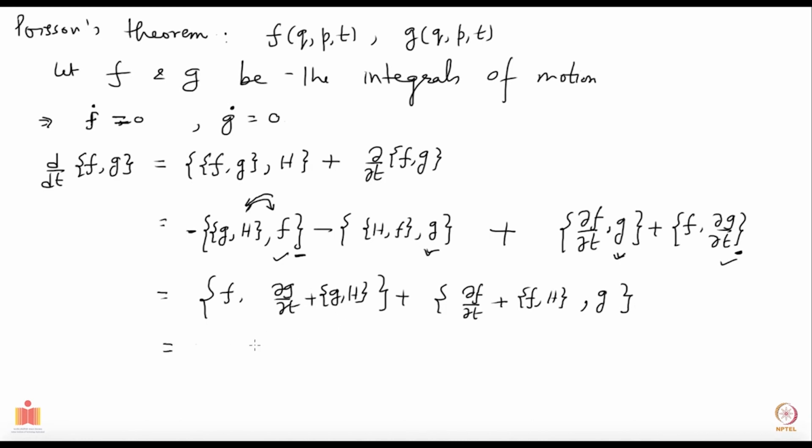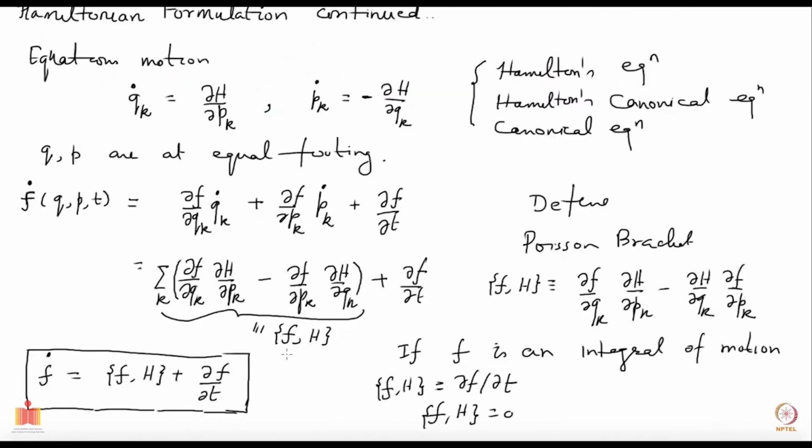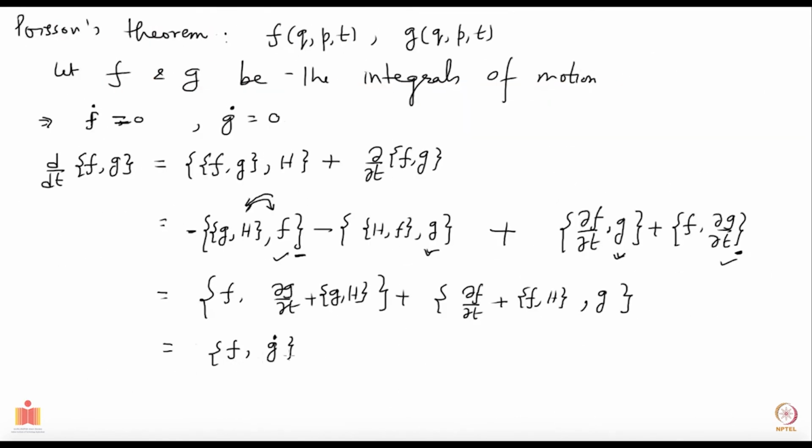But now this is f comma, this is what, dg over dt, g dot. Okay, that's what you have seen already. Let's go back again. That's your g dot, partial time derivative and Poisson bracket. And this one will be f dot with g. Okay, and because g dot and f dot are 0, because we have assumed them to be conserved quantities, this is going to be 0. And that's the proof of Poisson's theorem.